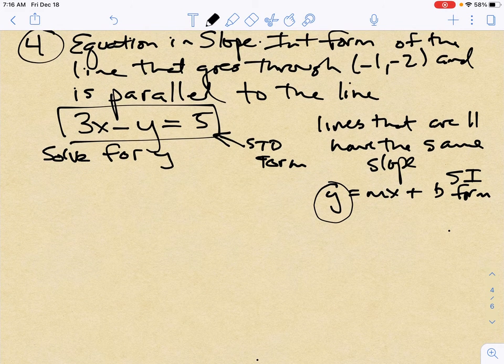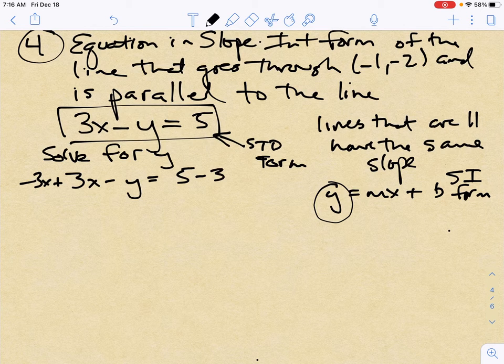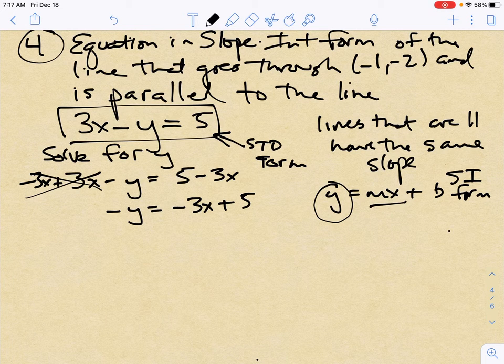So we have 3x minus y equals 5. We're going to solve for y by moving 3x. I'm going to do this horizontally. So I'm going to subtract 3x from both sides. Then these cancel, and you're left with negative y is equal to, and now let's switch the negative 3x and the 5 around. You always want your x on the left side because that's what we're used to seeing, just like how the slope is the coefficient of the x term.